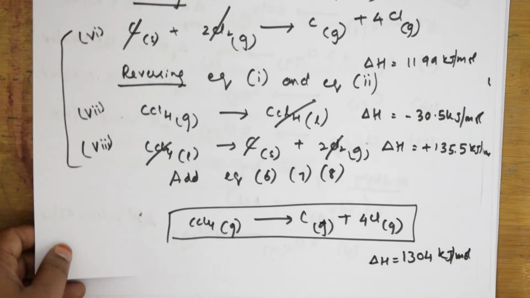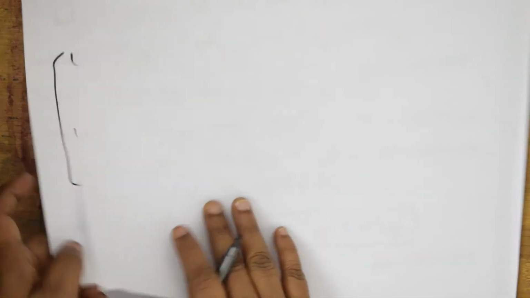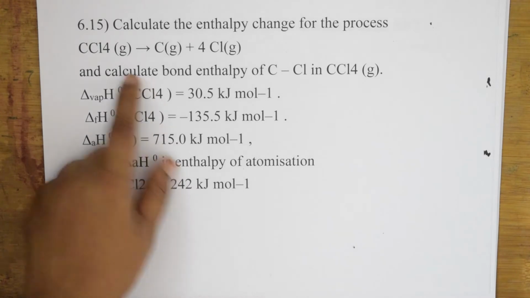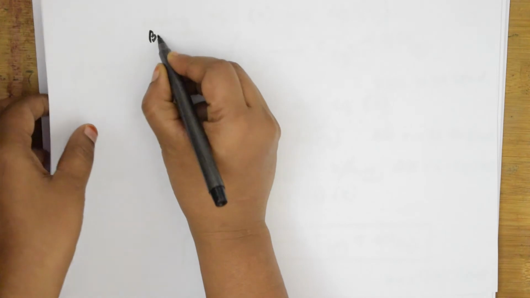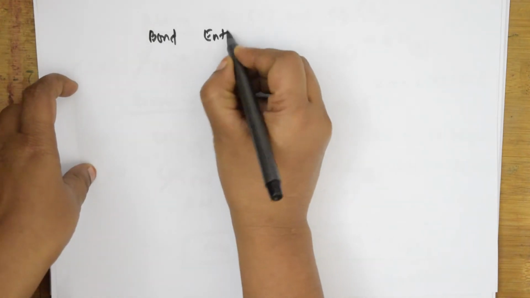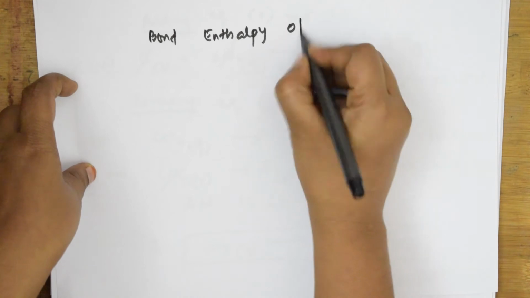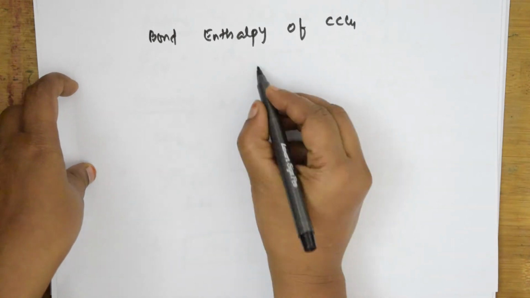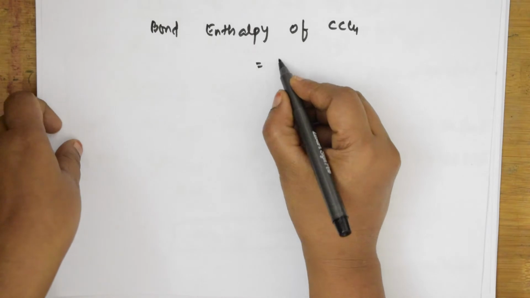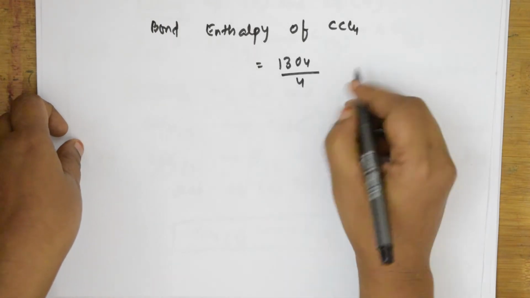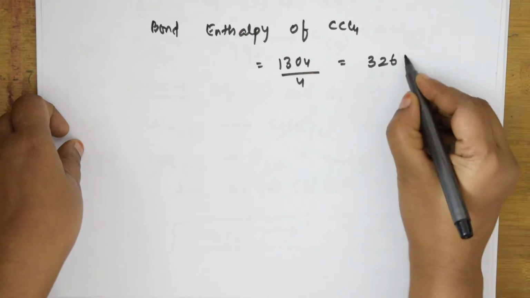Fine, let me take one more paper. So still, what did they give? The bond enthalpy. They asked to calculate the bond enthalpy. This part is over. Enthalpy change I got. Now I should calculate the bond enthalpy of CCl4. How much did I get? I've got 1304. So this is 1304 divided by 4, which comes to 326 kilojoules per mole.